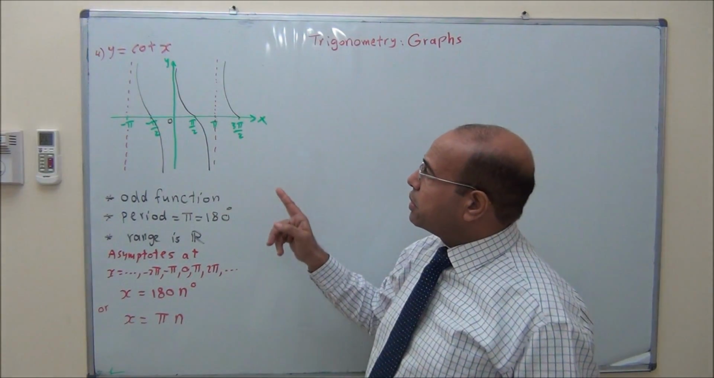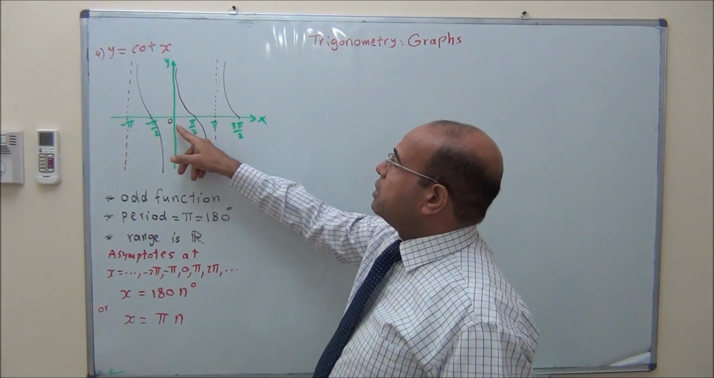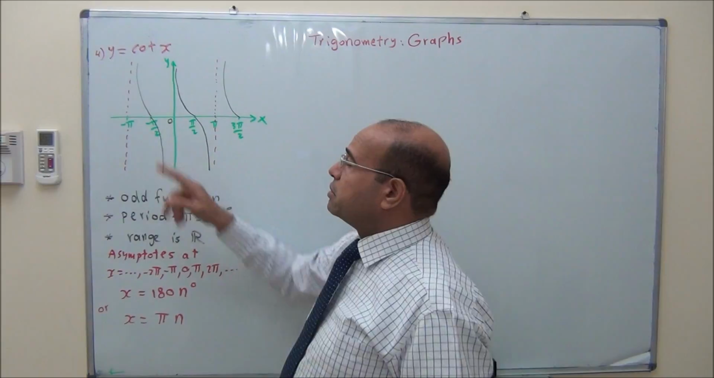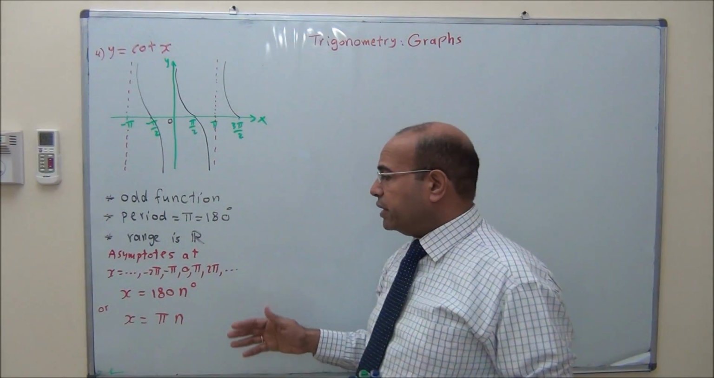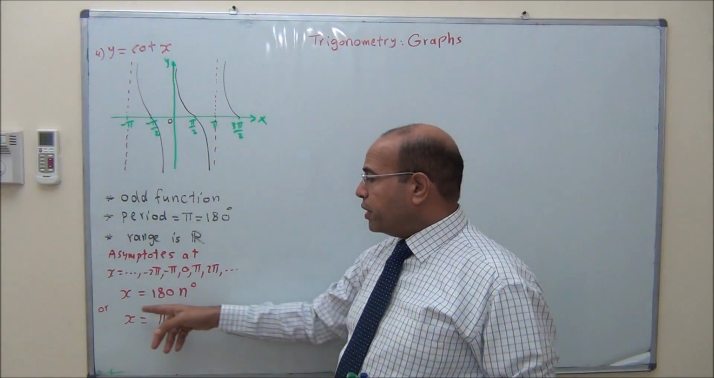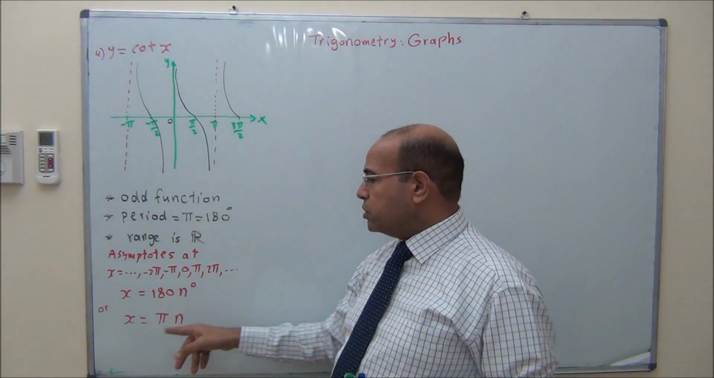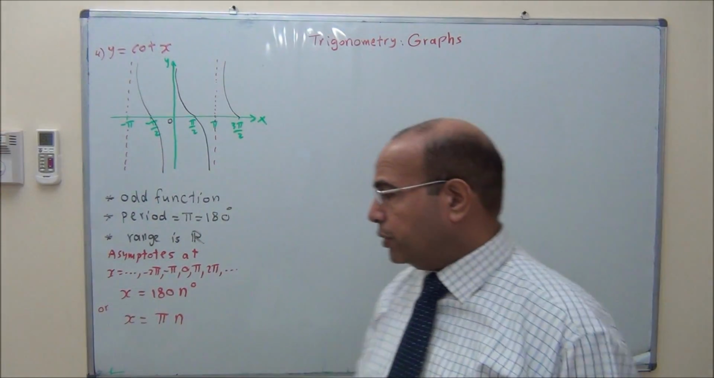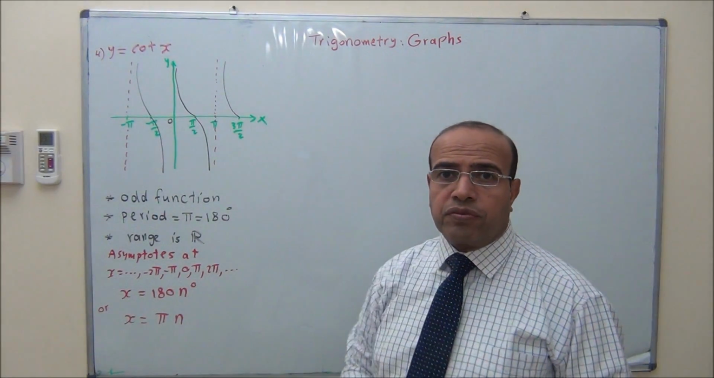The asymptotes in the case of cotan are at x equals 0, x equals pi, x equals negative pi, so the function is undefined when the angle is any one of these values. Or x equals 180n degrees, or x equals pi n, where n equals 0, 1, 2, 3, and so on. So this is the graph of cotan.